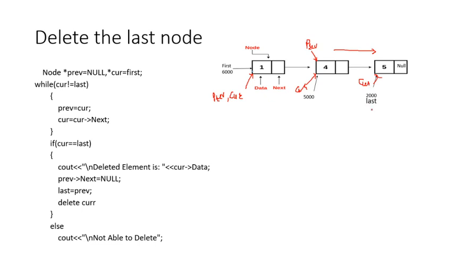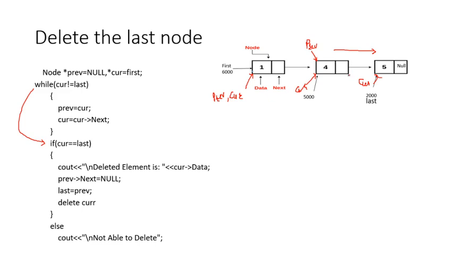Now at this point, if you see, current and last both pointers are pointing to the same memory location, so current becomes equal to last. Control will come out of this while loop. It will check if current is equal to last or not.